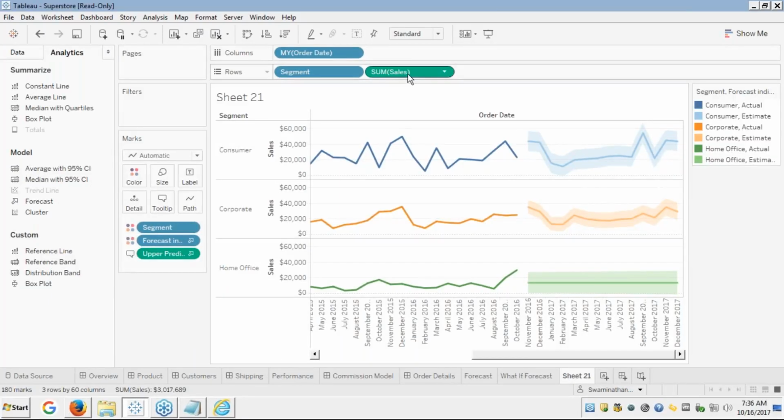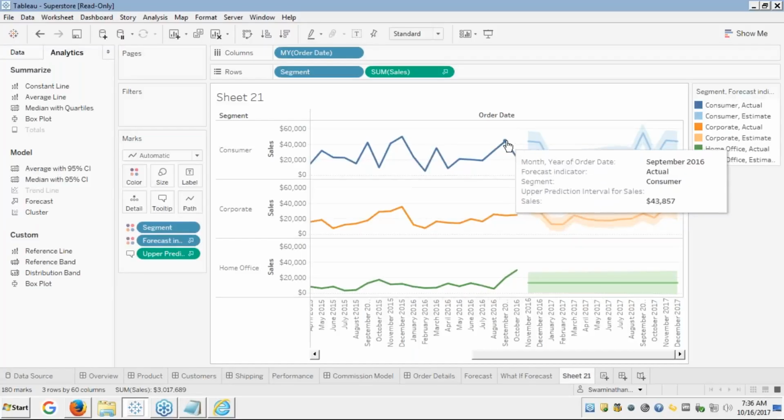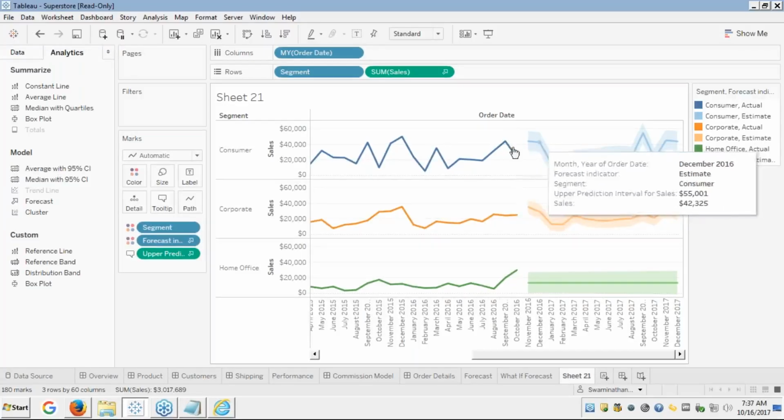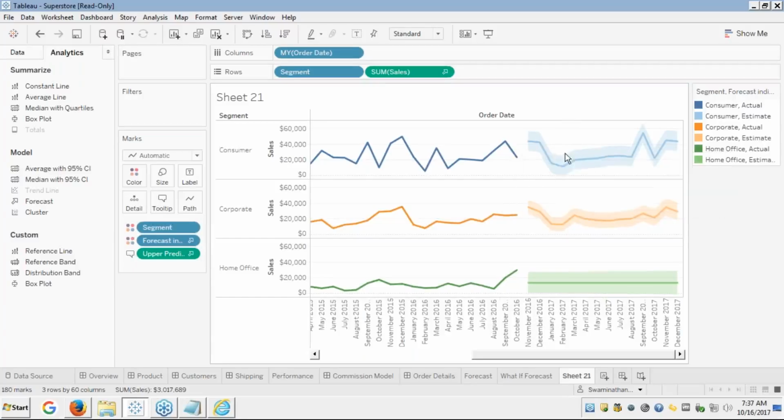So you just need to control click the sum of sales and then drop it on the tooltip in order to see that in tooltip. Since this is actual data, the upper prediction interval for sales is not there. This is the estimate data. Here we have it. That is the difference.